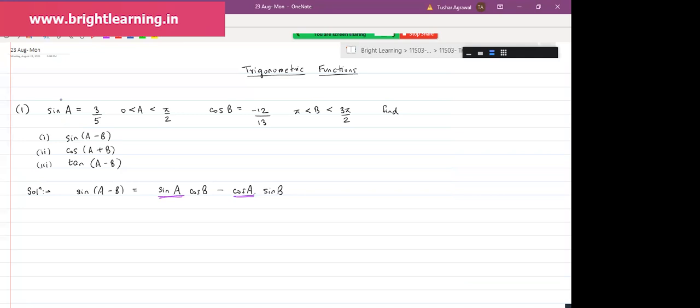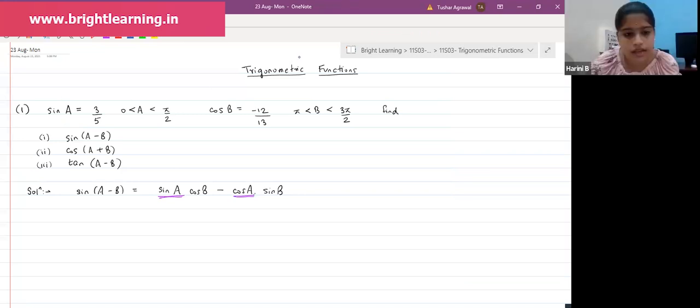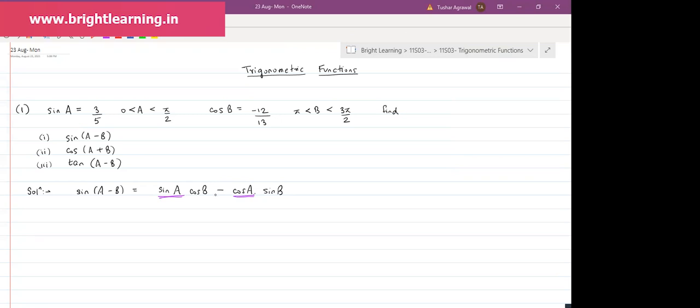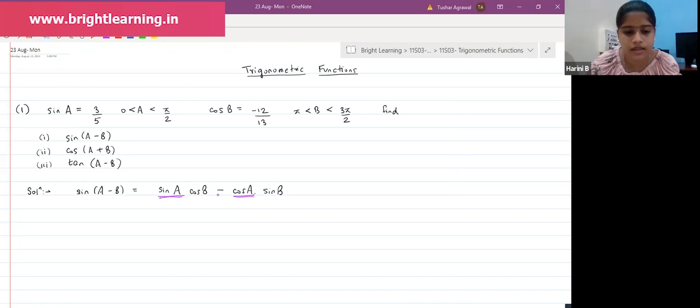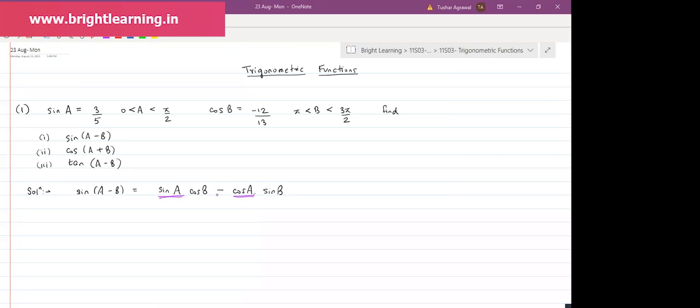Sir, is it the identity sine A cos B minus cos A sine B? Sir, you told us to memorize some formulas. Yes, yes, those. Okay, sir. Yes, this is one of those formulas: sine of A minus B is sine A cos B minus cos A sine B.